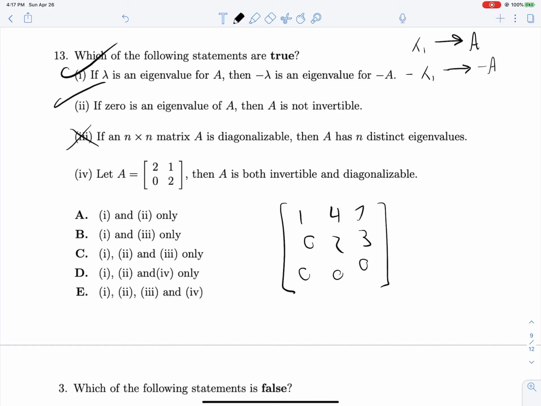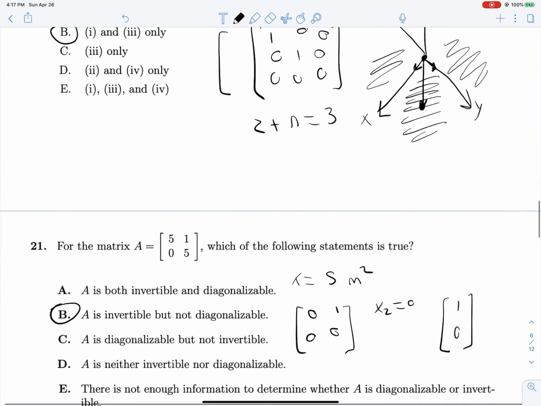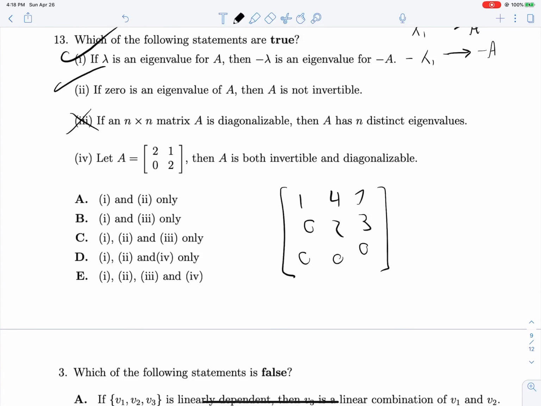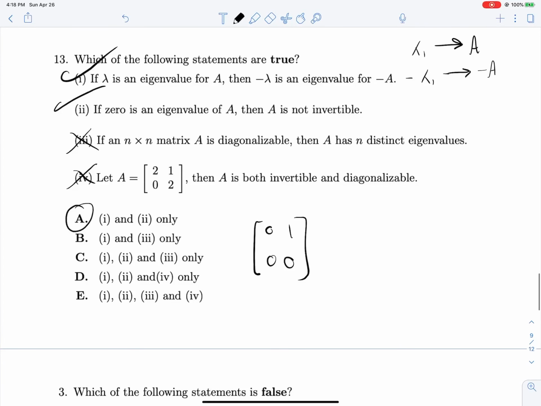Okay, 4. A is both invertible and diagonalizable. Well, this is exactly the same kind of case as the 0, 5, 5, 1 thing that we had here. So we can already know that this thing isn't diagonalizable because our eigenvalues are 2 with a multiplicity of 2 when we plug in 2. The only case in which this would be diagonalizable is if we got 2 free variables, but since we only have 1 free variable, it is not diagonalizable at all. Okay, so that leaves us with 1 and 2.